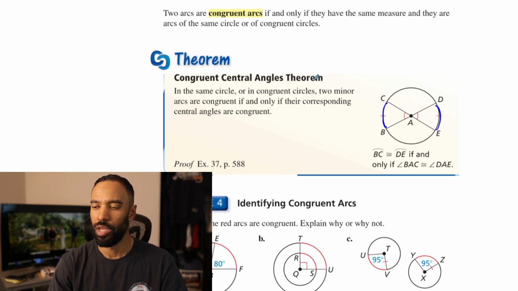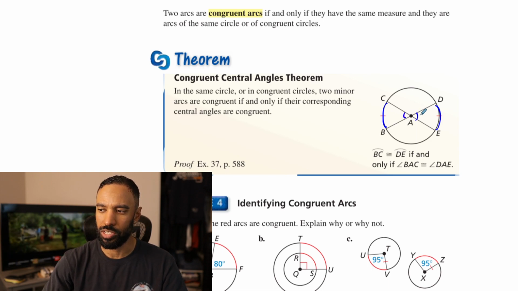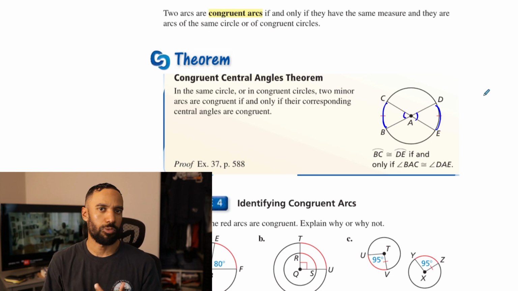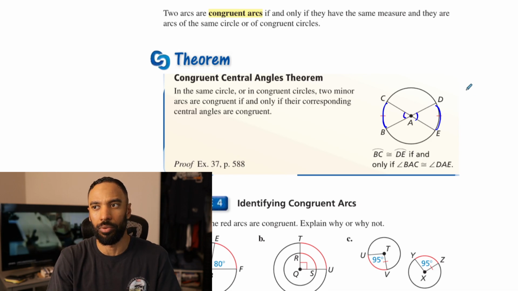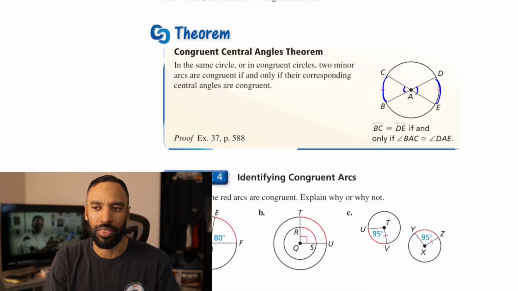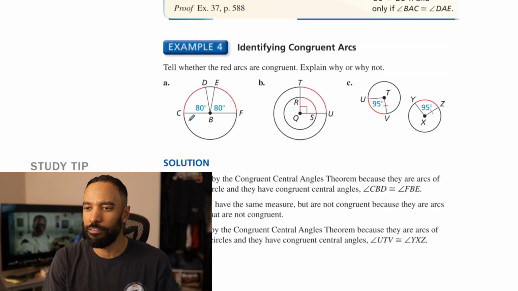Okay, so congruent central angles theorem. In the same circle or in congruent circles, two minor arcs are congruent if and only if their corresponding central angles are congruent. So yeah, if this angle is congruent to this angle here, their arcs are congruent. I don't really know what the theorem means beyond that, I think we know that, but I don't know what example is going to make us say, oh, we didn't understand that before. So we'll find out how they want to use that for sure.